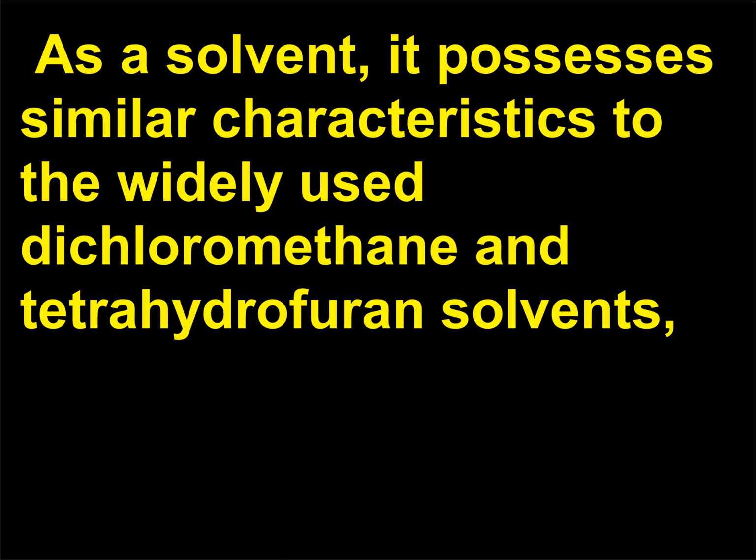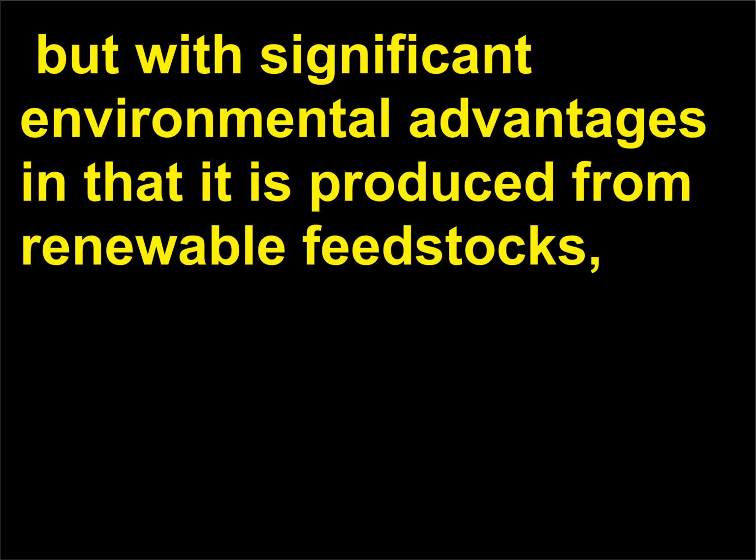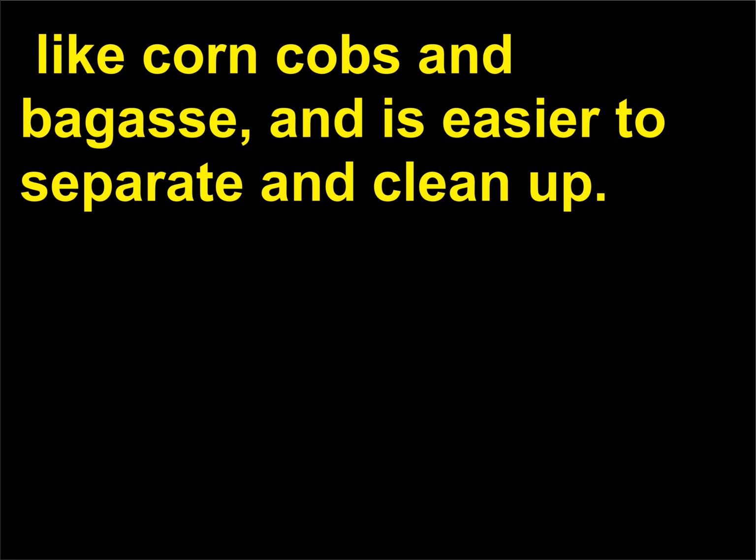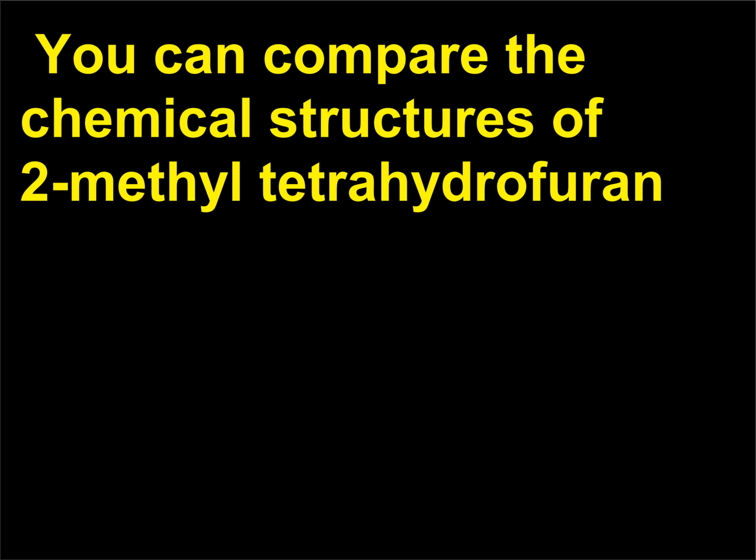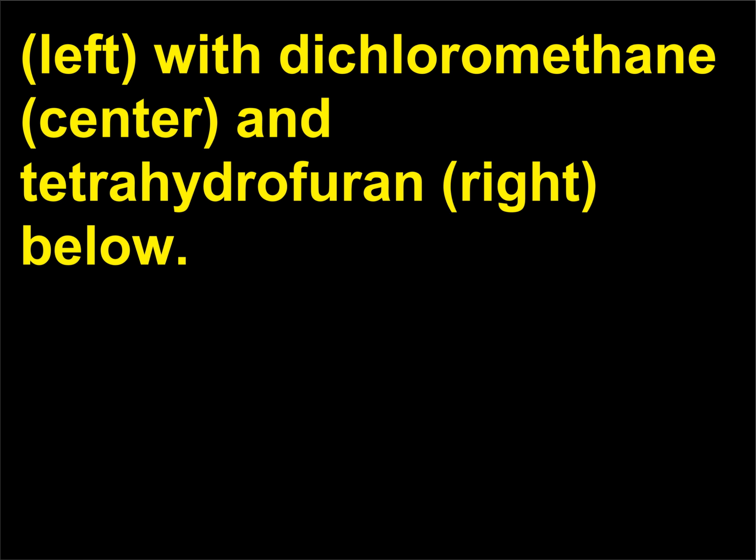As a solvent, it possesses similar characteristics to the widely used dichloromethane and tetrahydrofuran solvents, but with significant environmental advantages in that it is produced from renewable feedstocks, like corn cobs and bagasse, and is easier to separate and clean up. You can compare the chemical structures of 2-methyl tetrahydrofuran, left, with dichloromethane, center, and tetrahydrofuran, right, below.